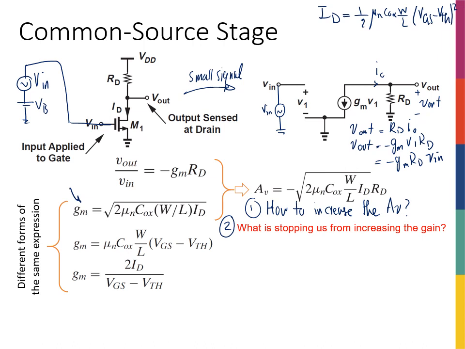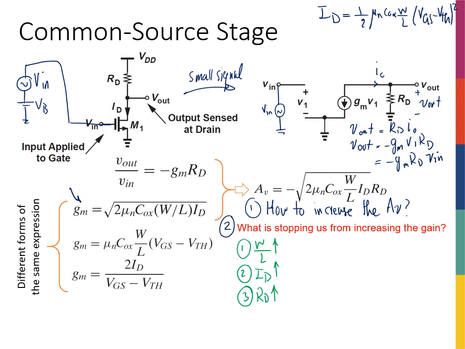So let's actually write the options that we have. Option number one is W over L should be increased. Option number two is ID should be increased. And option number three is RD should be increased.